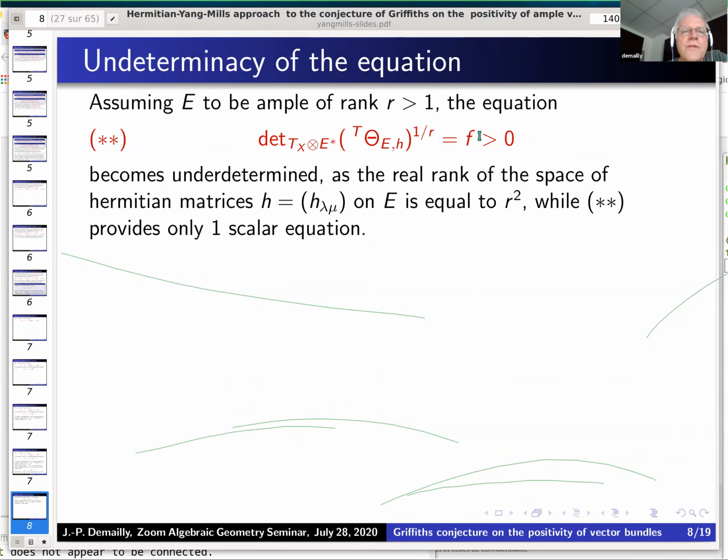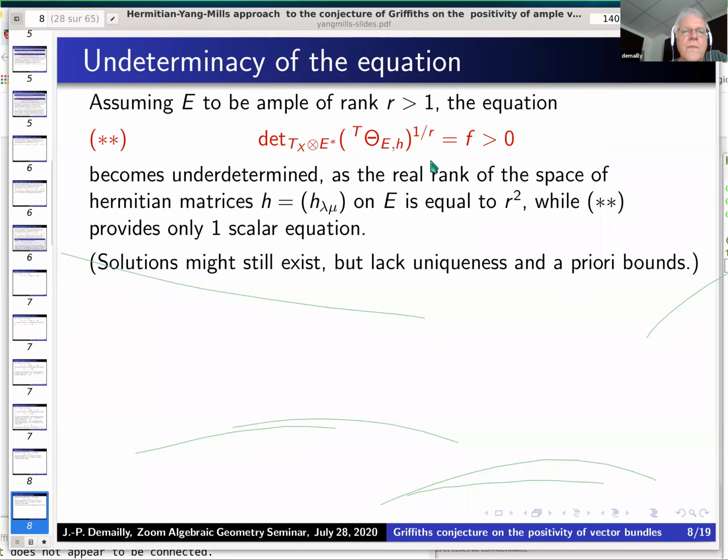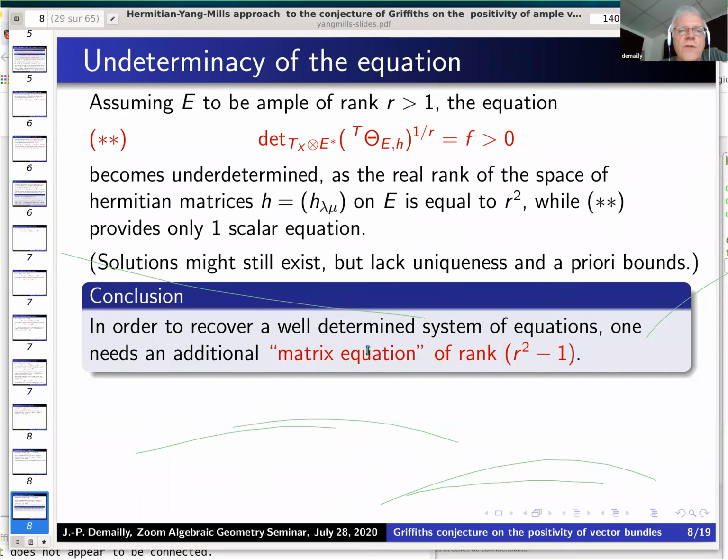Okay, and now I return to the vector bundle equation, okay? But then there is a problem that you have one equation, but you have many, many unknowns, because the Hermitian matrix is actually a matrix of real rank r squared. So you have r squared unknowns, but only one equation. So this is not enough to have a unique solution. In analysis, you say this is an underdetermined PDE. Of course, the solution might still exist, but you have complete lack of uniqueness and you lose any control on the solutions. So in conclusion, if you want to recover a well-determined system of equations, you need to add precisely r squared minus 1 equations. So hopefully in the form of a matrix equation. So you need new equations.